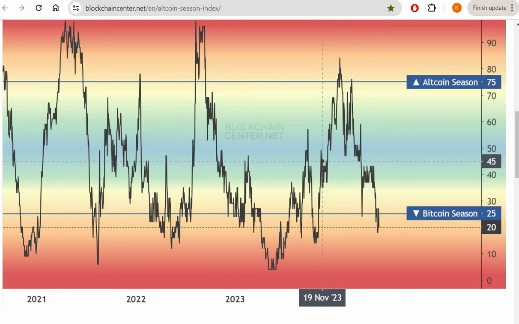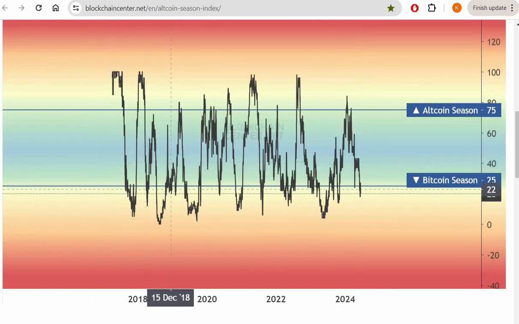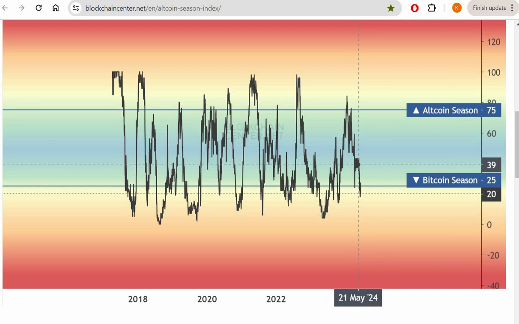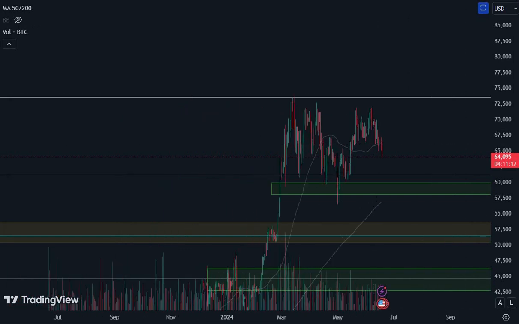Let's just take a look at the altcoin Bitcoin season. We're going down. We're at the lowest points. Remember, guys, when we're at the lowest points, you accumulate altcoins. When we're at the highest points, you sell your altcoins and you accumulate Bitcoin, and you wait. All right. So that's a really, really important rule on the crypto market.